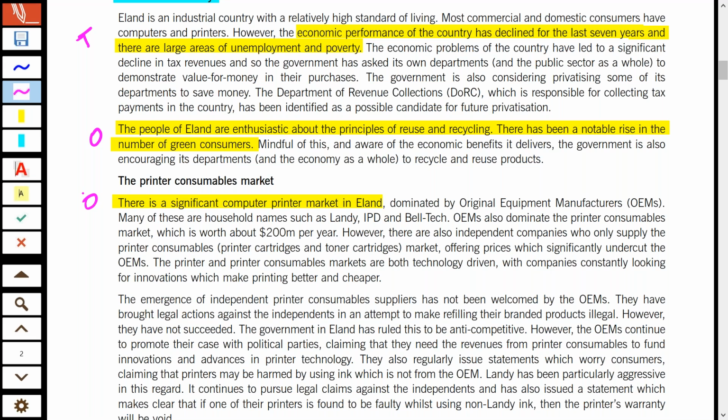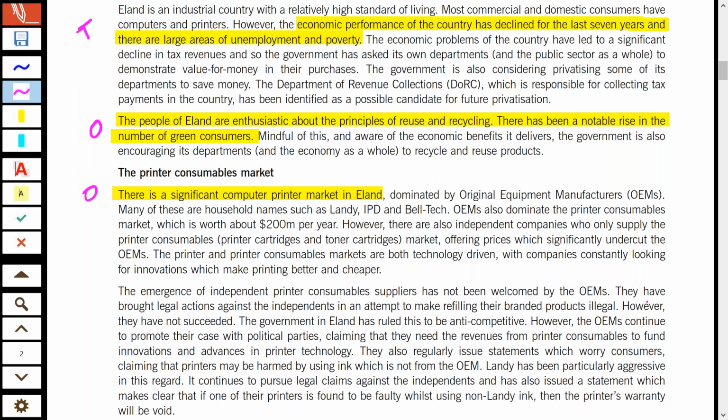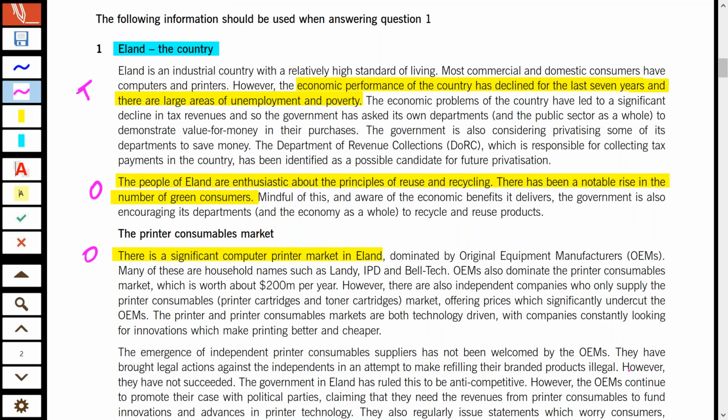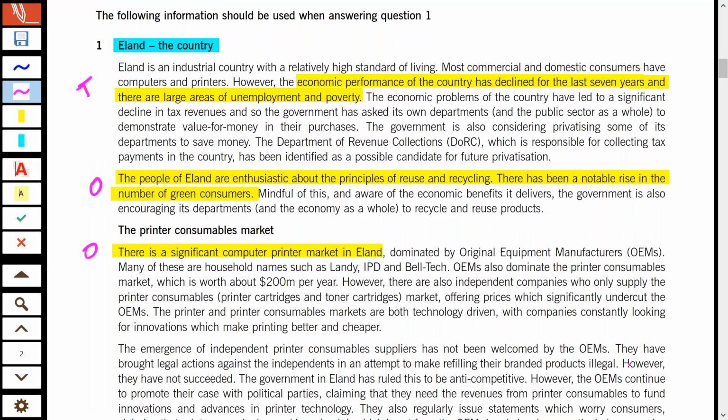So I'm just reading the yellow ones and marking myself, but you guys also apply your own logic, and wherever you think that you are not able to understand, please immediately comment and I will help you out. Next thing. So right now we got one threat, two opportunities.